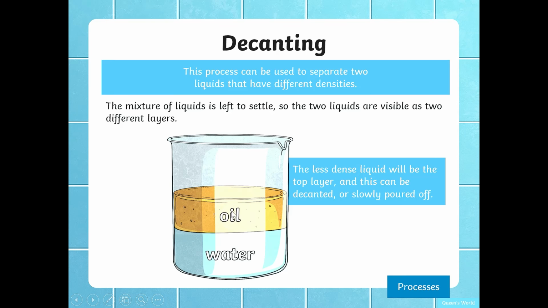So the oil is a less dense liquid, so it's at the top, and this can be decanted or slowly poured off. So we can pour the oil off from the water. This process could be used to separate a mixture of oil and water.